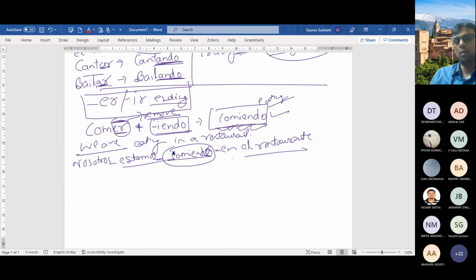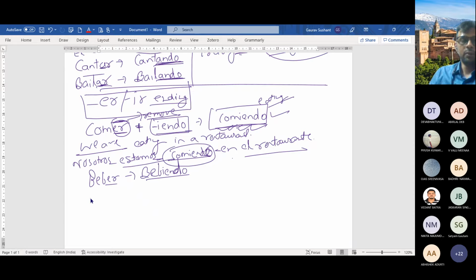So like that, you can think of some other ER ending regular verbs which can be changed into a gerund form. Just an example I am adding here, beber. Okay, so beber will also become bebiendo. Now, what will you do with an IR ending verb?